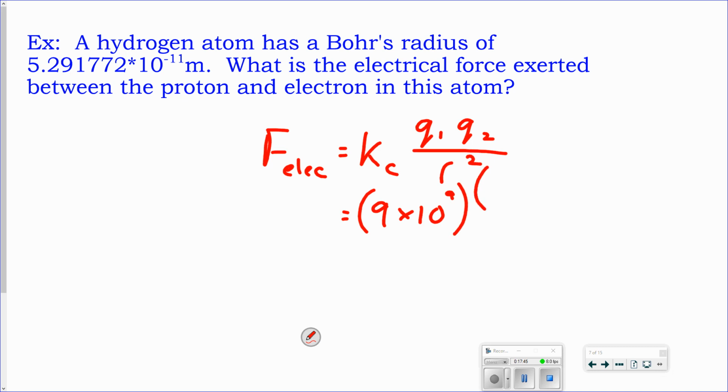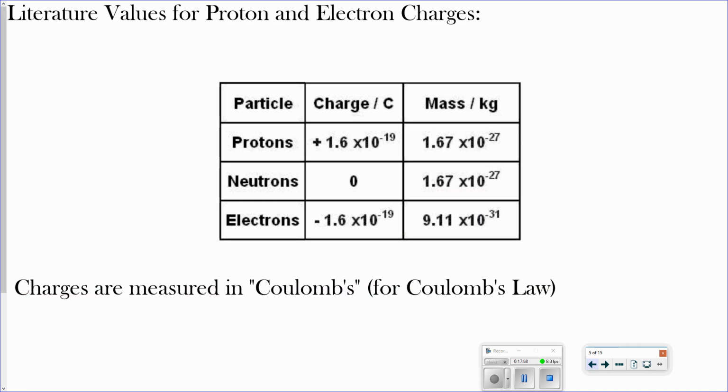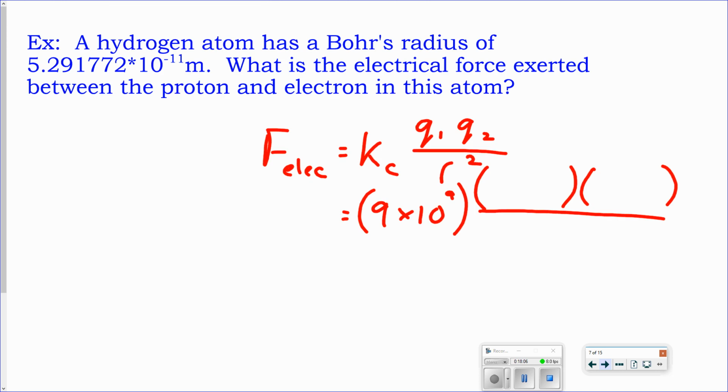And then you need the charge on a proton and an electron. They're the exact same magnitude, but different signs. And I go back here, and I realize the proton is 1.6 times 10 to the negative 19. Electron is the exact opposite of that. And then I need a radius, and I've got this radius here, the Bohr's radius.